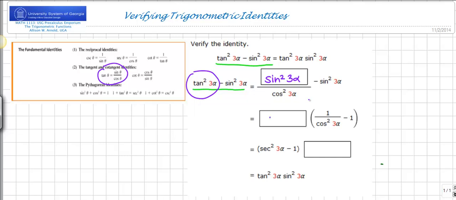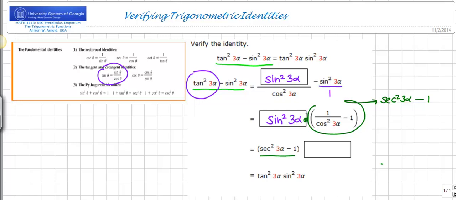Well, one thing I notice is that the two terms definitely have a sine squared 3 alpha in common, and if I pull it out, I would be left with 1 over cosine squared minus simply the number 1. Then I would like for you to notice that 1 over cosine squared is the same as secant squared, so in this case secant squared 3 alpha.